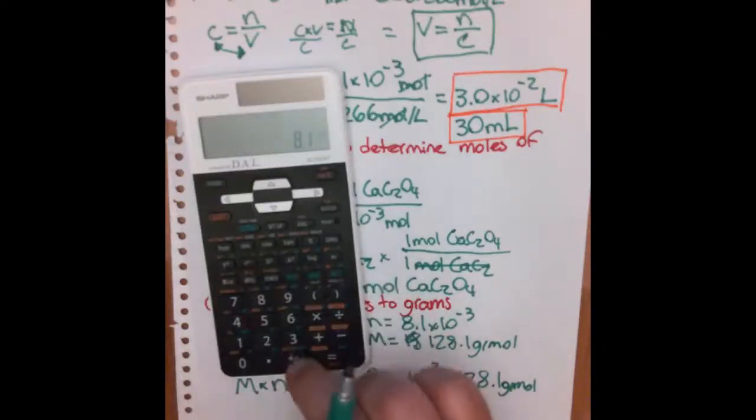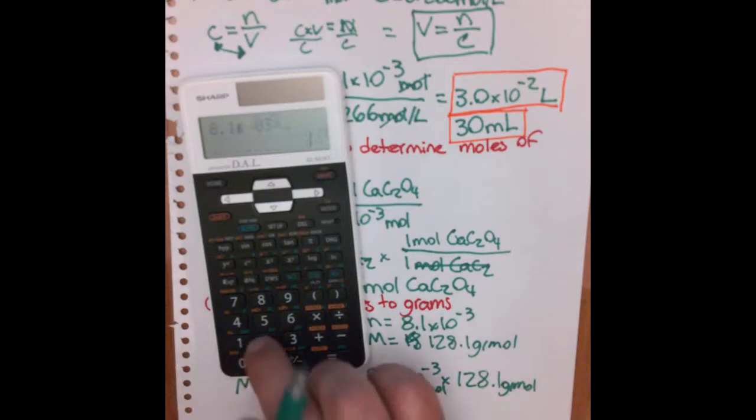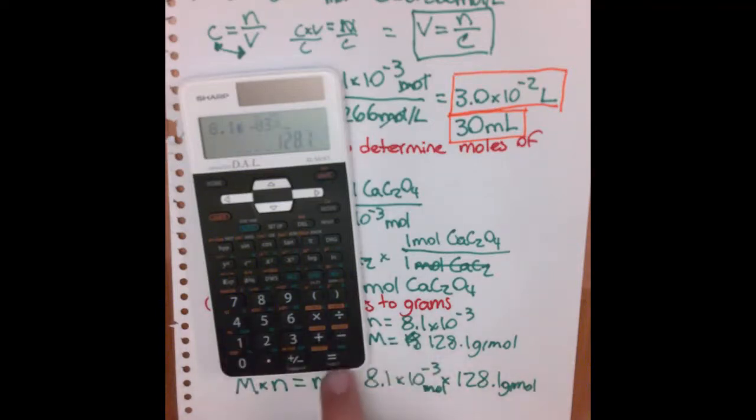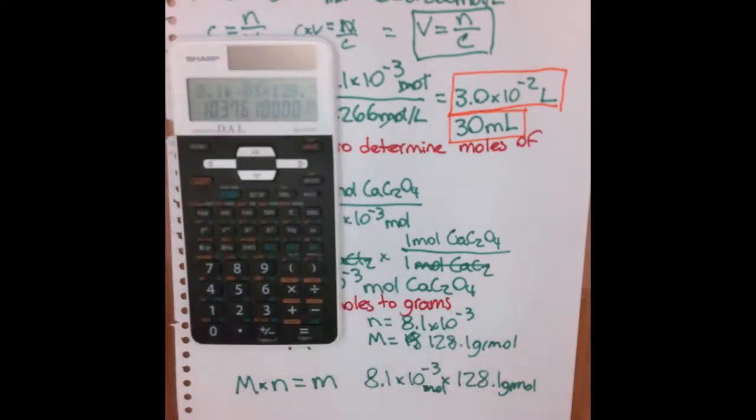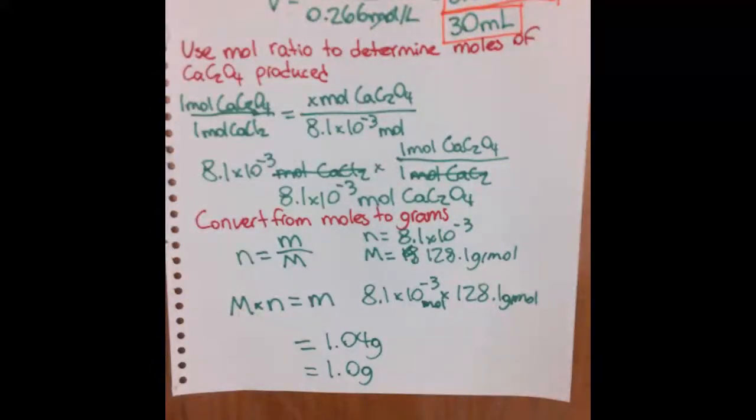8.1 times 10 to the negative 3 times 128.1 grams per mole, and that's going to give me 1.04 grams. With significant figures, we can actually round that to 1.0 grams.